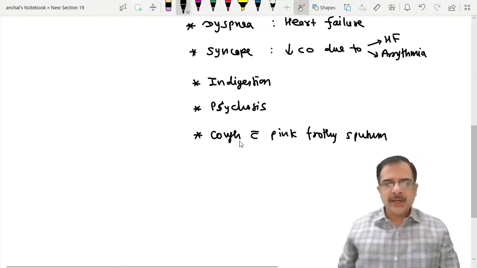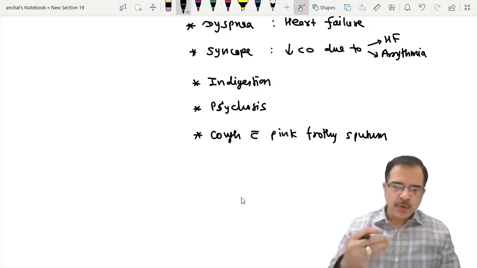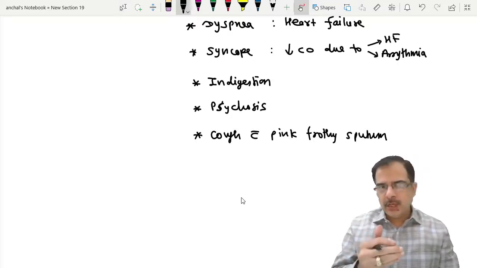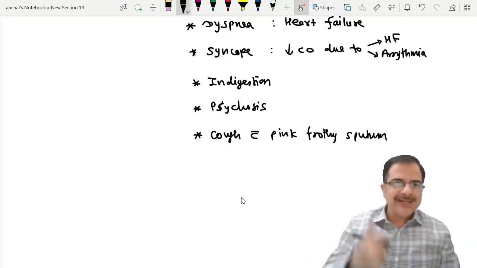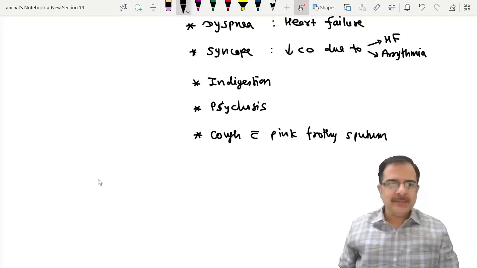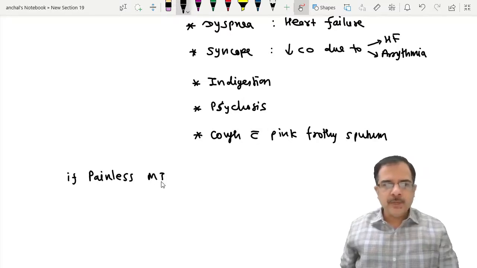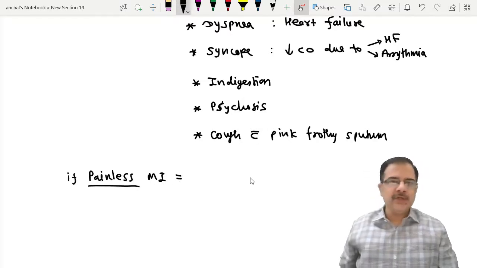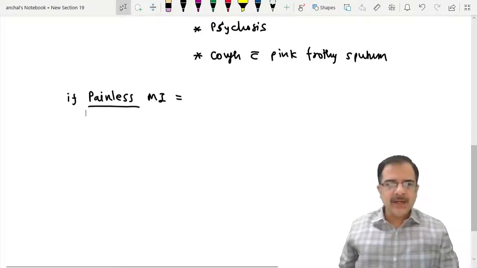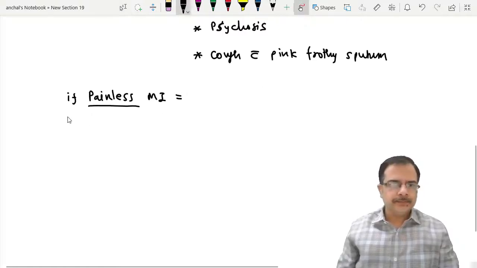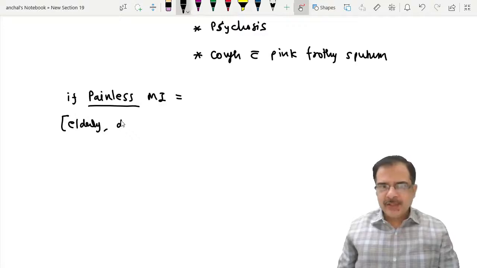There can be a condition where the pain is not present because of autonomic dysfunction. So we look for angina equivalent symptoms, which will suggest that angina or the MI is present. This is known as a painless MI. In painless MI, there is no chest pain in the patient. This painless MI is especially seen in the elderly, as well as in patients with diabetes.